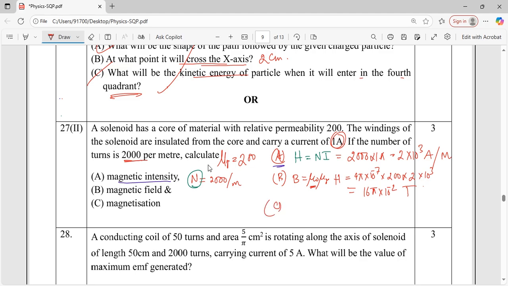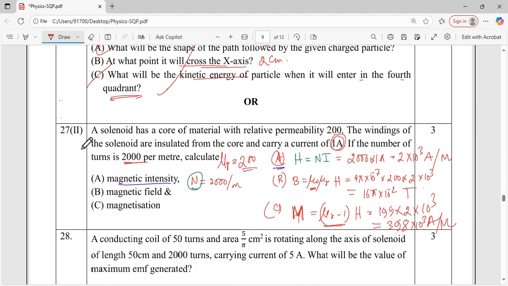Part C, the magnetization M. Magnetization M equals mu r minus 1 times H. So mu r minus 1 is 200 minus 1, which is 199, and H is 2 into 10 to the power 3. So we get 398 into 10 to the power 3 ampere per meter. So we have solved question 27 parts 1 to 27 here.